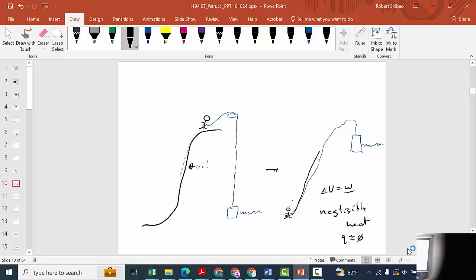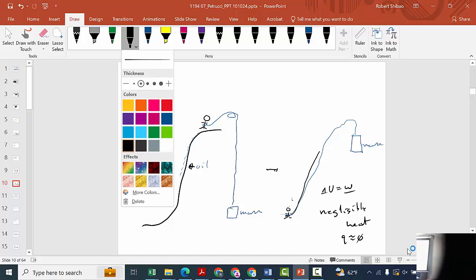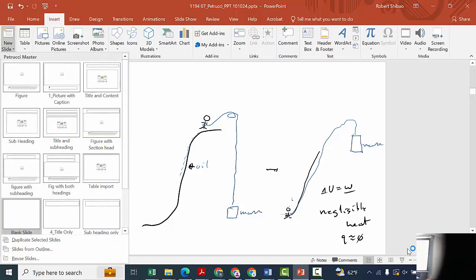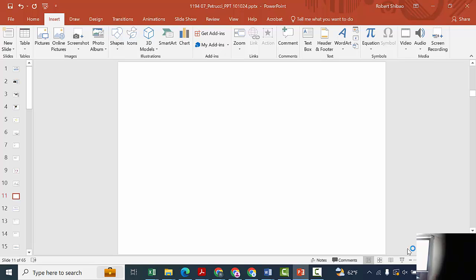Do chemists care much about gravity? Are we really going to be calculating gravitational potential energy? No, not at all. But you know what chemists do care about? Chemists care about chemical potential energy. So let's talk about chemical potential energy next. So let me add a blank slide here.